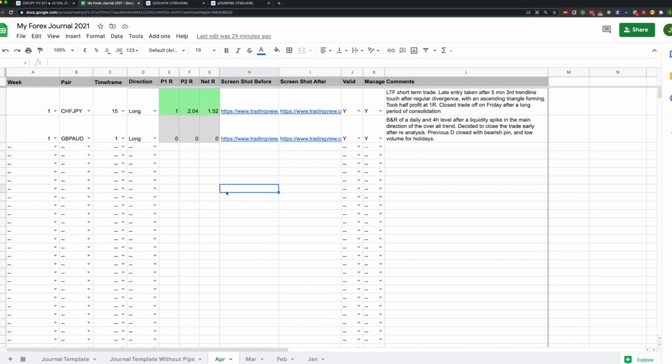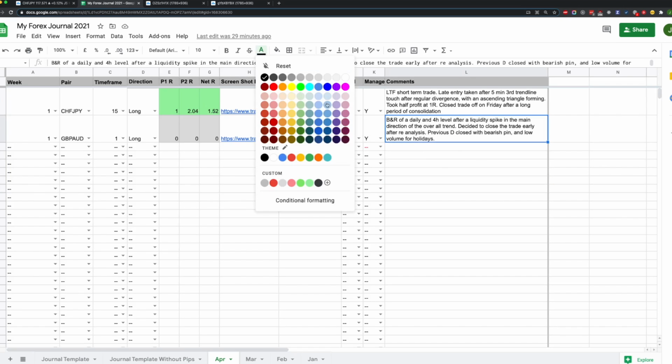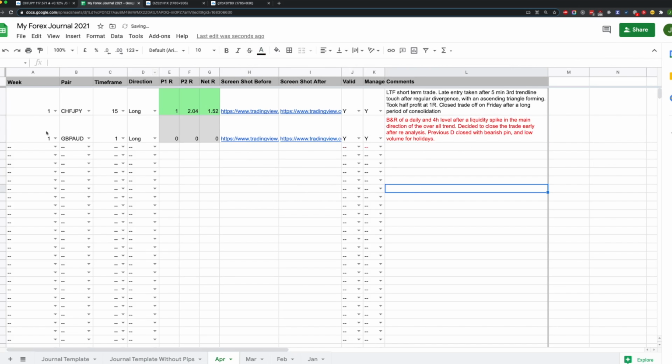And then the last trade, which was kind of a mistake as well. I'll just mark this in red actually. All right, so it was a valid setup, but I shouldn't have taken the entry. So it was a trade here on GBPAUD. It was taken on a 1-hour time frame. It was a long position.